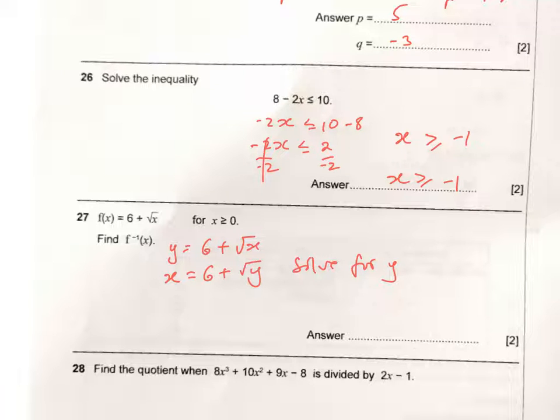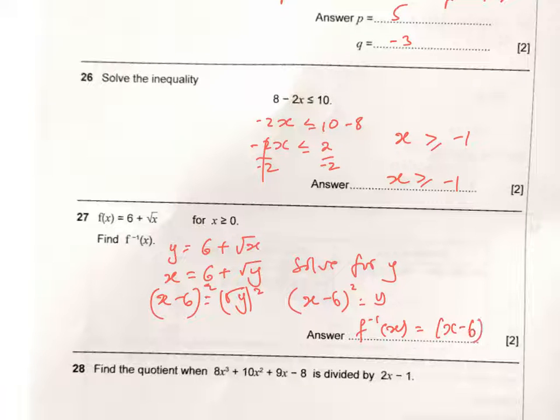If I solve for y, that means 6 should come here. So subtract 6 from both sides. So you have x minus 6 equals root of y. If you want to get rid of the root, the inverse of square root is square. Square both sides. And then you have (x minus 6) squared equals y. That means that is your inverse. Then you write f inverse of x is (x minus 6) squared.